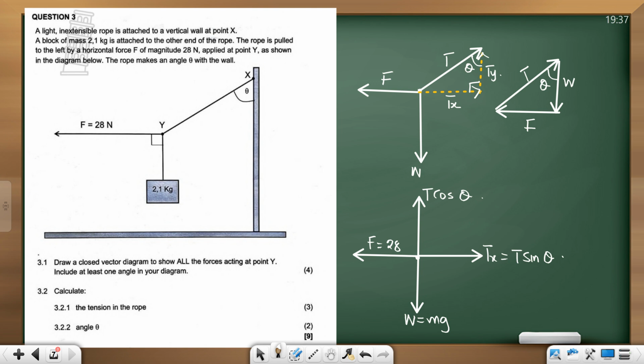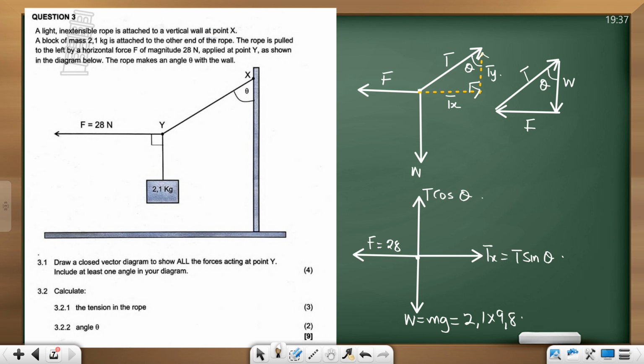Now that I know that this thing is stationary, what am I looking for again? Okay, weight is going to be 2.1 times 9.8. What are we looking for? We are looking for the tension in the rope. How can we get the value of tension in the rope? Anybody? Then we would need to get the angle theta. Yes, Michelle? Using Pythagoras.